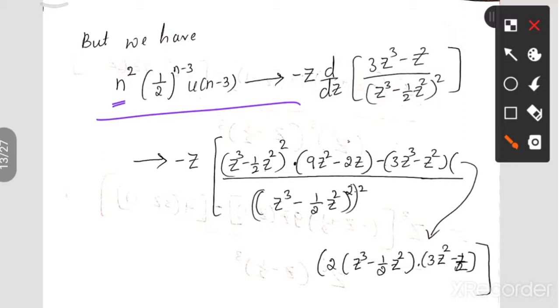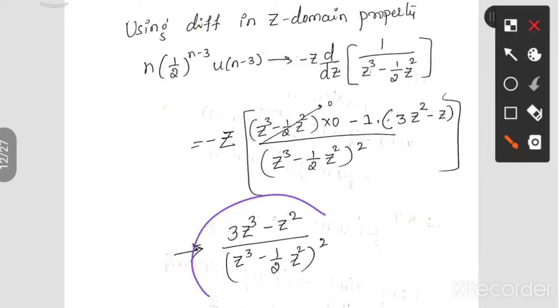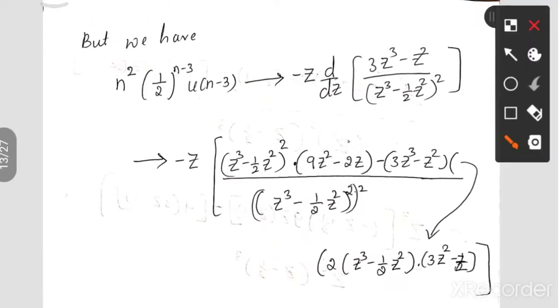So then using the same property, that is the differentiation of z property, z transform property, then we can write minus z into differentiation of x of z. So now x of z is not the earlier one, x of z is this one which we had multiplied with n. So now we have to take this x of z here, that is 3z square minus z square divided by 3z cube minus z square divided by z cube minus 1 by 2 z square whole square.